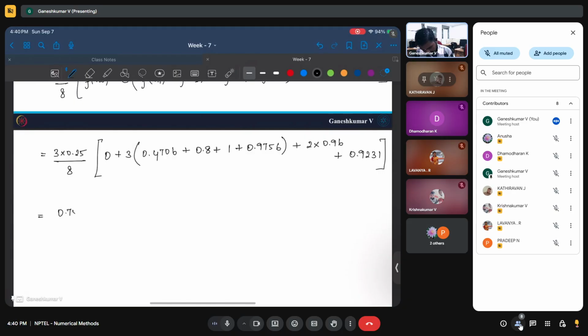This is 0.75 by 8, so the second term is going to be 0.4706 plus 0.8 plus 1 plus 0.9756 into 3. So the second part, so 0 plus 9.7386, 0.96 into 2, 1.92 plus 0.9231.